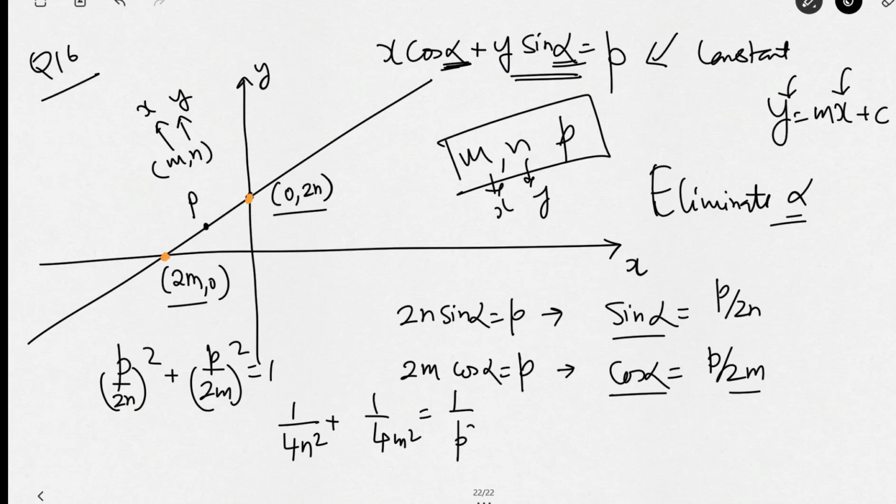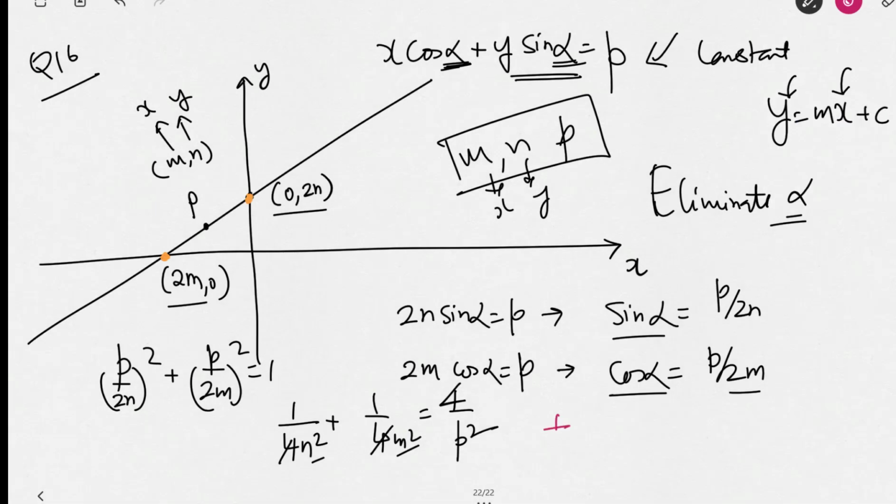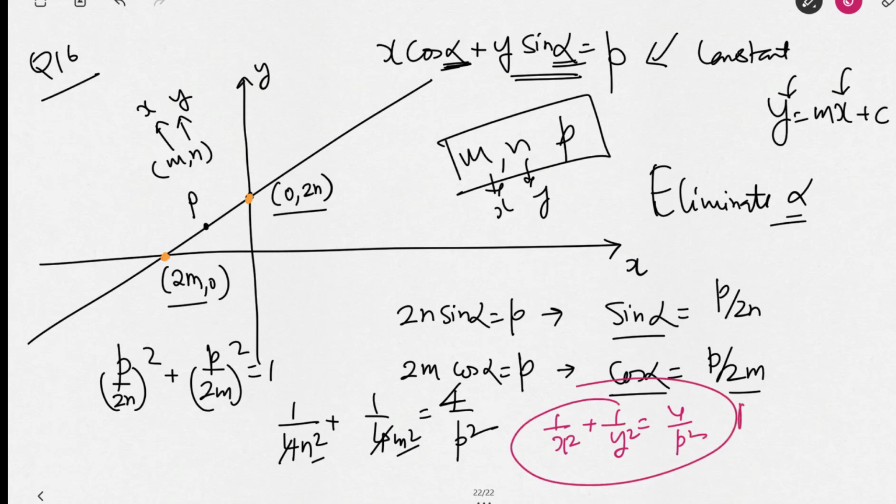We can bring this to the other side, or in fact 4 also you can put on the other side. So with x and y, the answer is 1 over x square plus 1 over y square equals 4 over p square. This is the answer. This is all about locus. In the next video we will be studying straight line. See you in the next video. Bye.